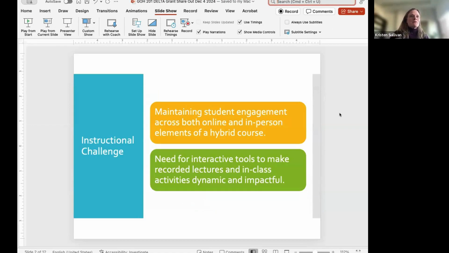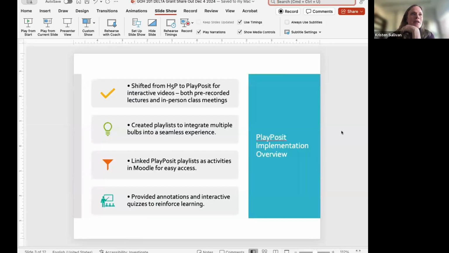and implement some interactive tools to help make those recorded lectures more dynamic, more engaging, more effective, as well as in-class activities. I had been away from teaching. Well, I taught last year, but I had been away from teaching for about 10 years. So I had some catching up to do on the technology. So this was extremely helpful for that.